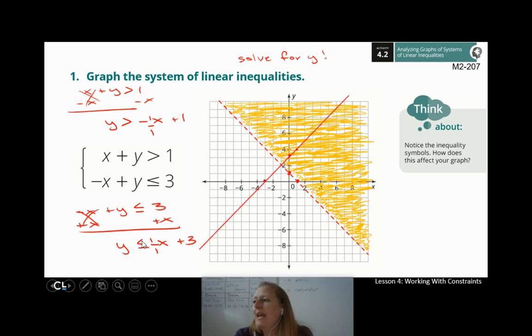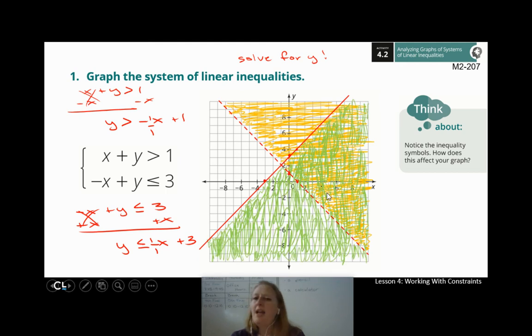And this is that y is less than or equal to some x plus 3. So I need to shade the half plane underneath the solid line. So I will shade away. And of course, this intersection is my solution. This intersection right here, this is our solution.